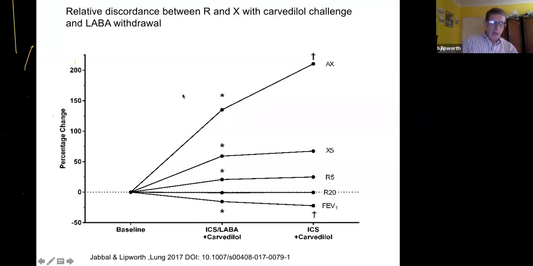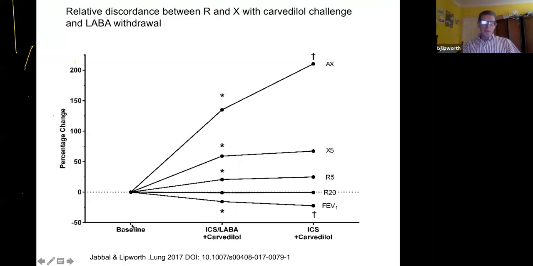Now, this is another way of looking at it. What we did in these COPD patients is we gave them a challenge with a non-selective beta blocker to induce bronchoconstriction. Carvedilol is a non-selective beta blocker. It's a bit like propranolol. So it blocks both beta-1 and beta-2 receptors, and it's a drug used to treat patients with heart failure who often have COPD. So that's what we wanted to see, what happens.